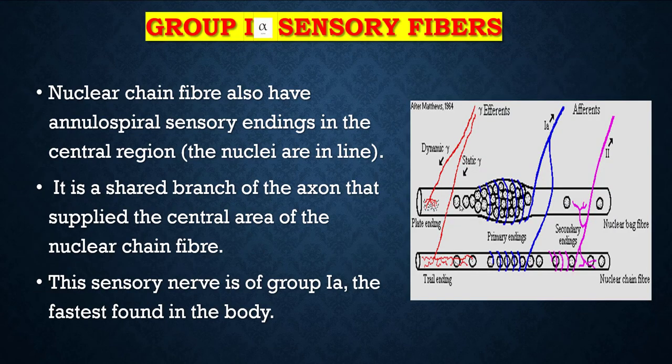Group I alpha sensory fiber. Nuclear chain fibers also have annulospiral sensory endings in the central region. The nuclei are in line. It is a shared branch of the axon that supplies the central area of the nuclear chain fiber. This is a single sensory nerve, and it supplies the nuclear bag and also the nuclear chain in the center of the muscle fiber. This sensory nerve is of group I alpha, the fastest found in the body.